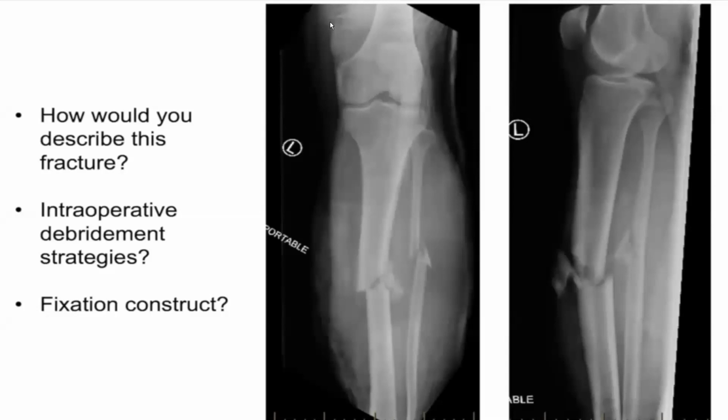What are your debridement strategies? How would you approach this fracture in the trauma room? What would you do? So first of all in the trauma room, I will do irrigation and debridement and try to refresh the edges and clean it, and then do the primary fixation. How long was the injury?